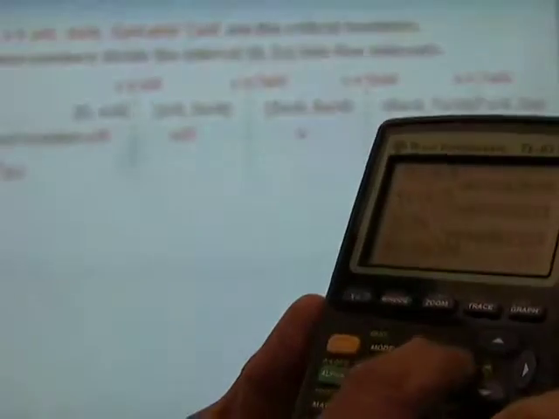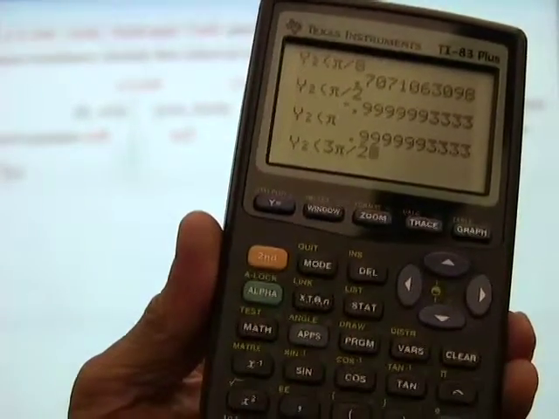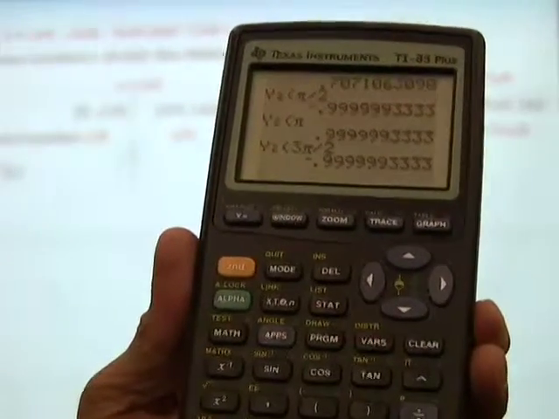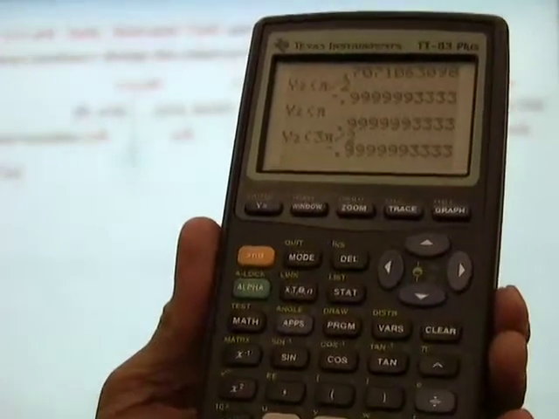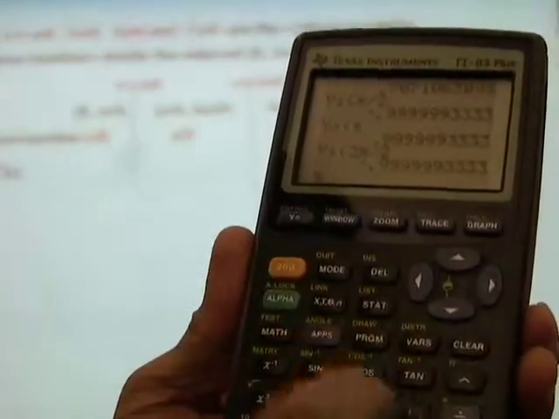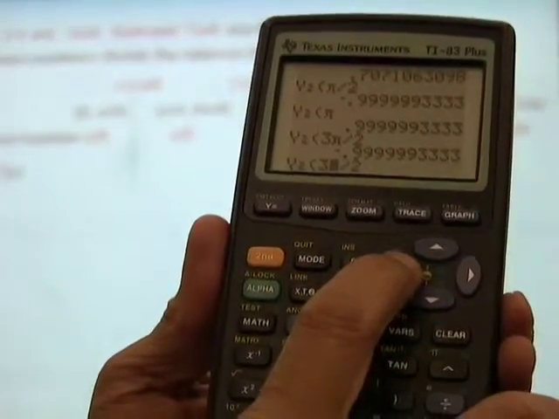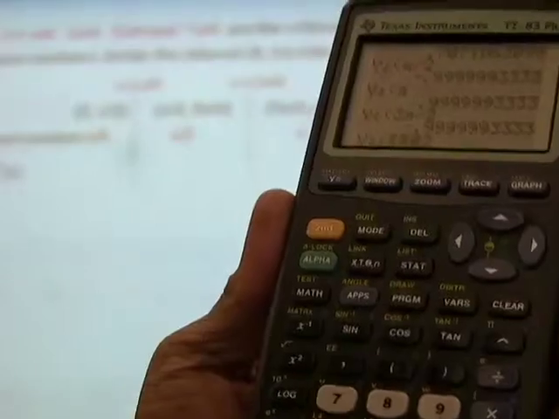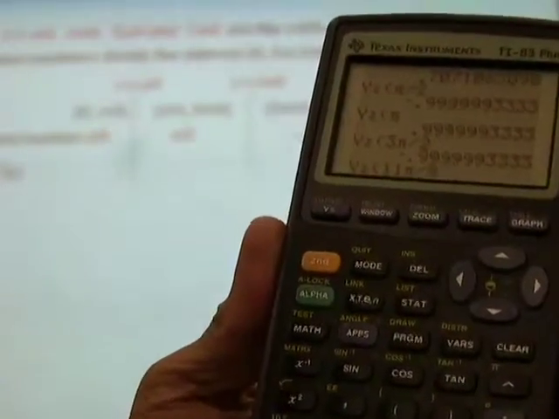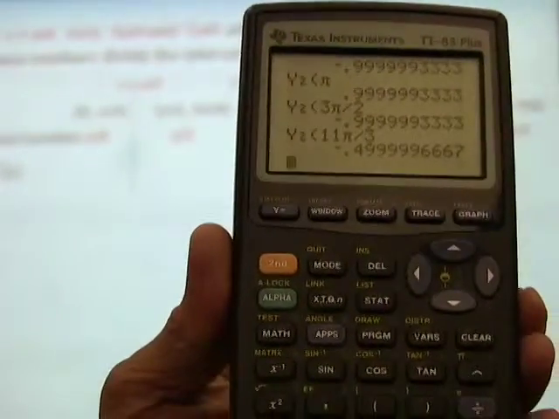Did I get it right? No, I don't have my glasses, so I'm making mistakes. y2 of 3 pi by 2 is negative. And finally, y2 of 11 pi by 3. Let's say, second entry, go back and change that to 11 pi by 3. There you go. y2 of 11 pi by 3 is negative.